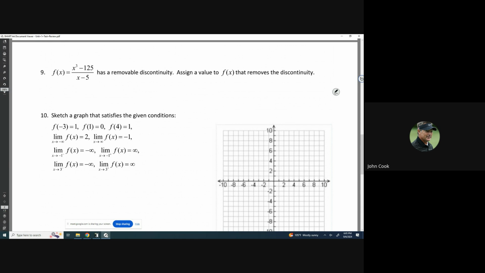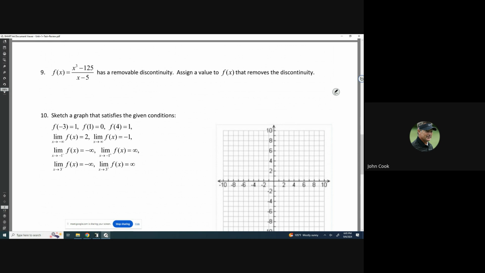Yeah, that's a head scratcher. I don't quite know what that means. Assign a value to f of x that removes the discontinuity. Well, I think I know what this is. Maybe this is getting. I mean, I don't know. I'll try to cover all the bases.